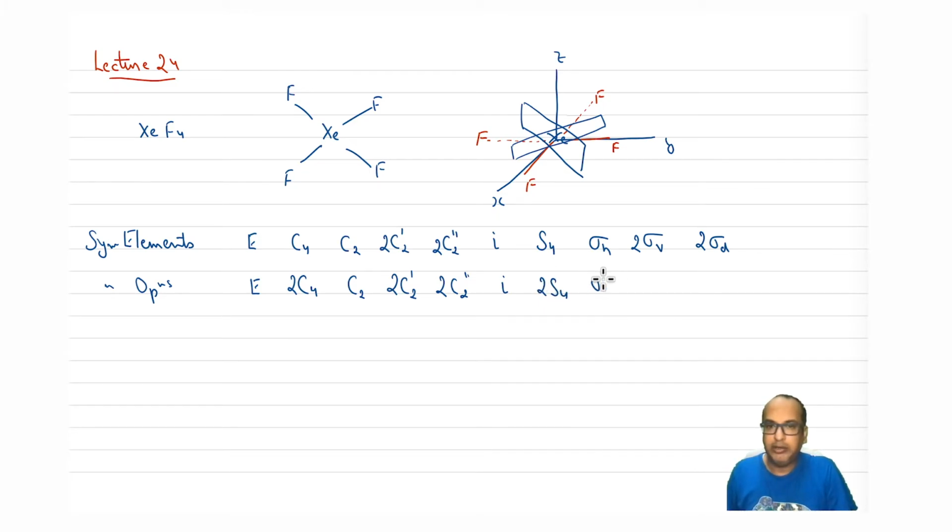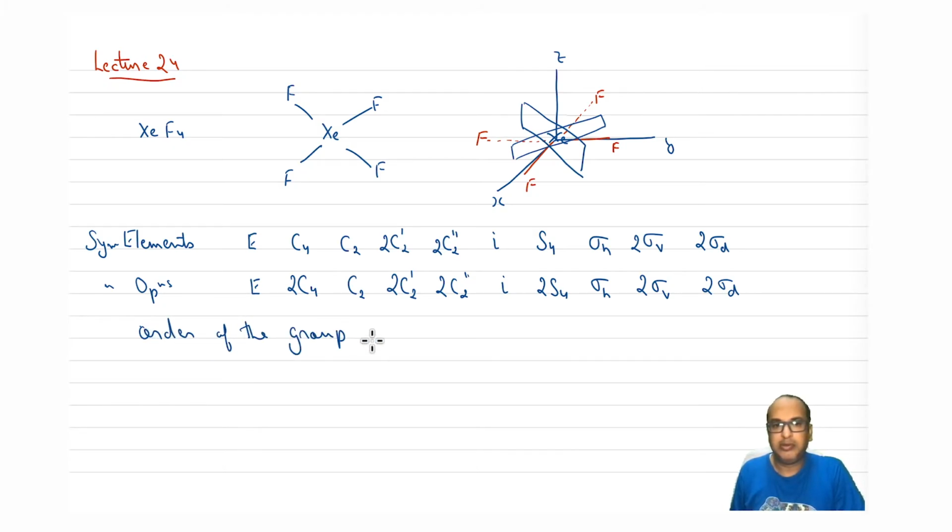Sigma will generate one. Each sigma v will generate one. So there are two sigma v's, so two sigma v operations and two sigma d operations. So this tells me the order of the group h. Let us count all the symmetry operations. We have 1, 2, 3, 4, 5, 6, 7, 8, 9, 10, 11, 12, 13, 14, 15, 16. So h is 16 here, okay?